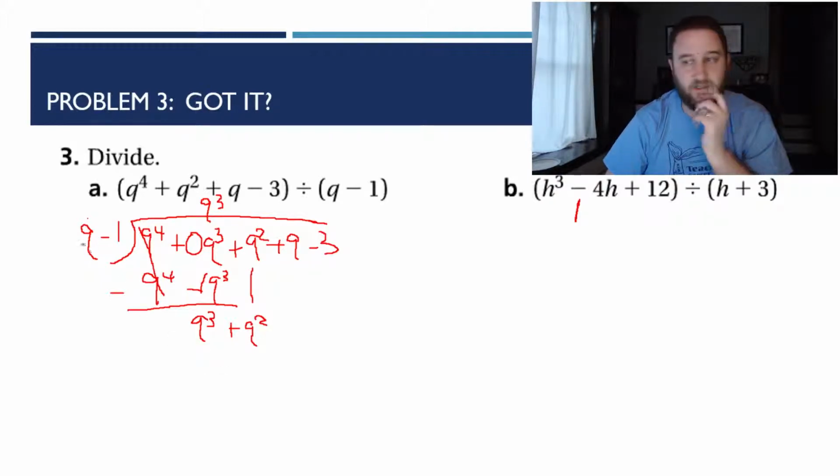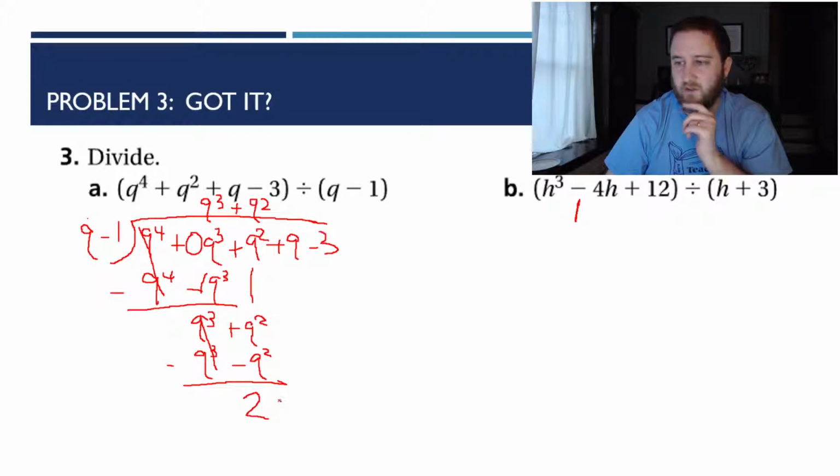Now we want to figure out how many times q goes into q cubed. That's q squared. So I'm going to do plus q squared. And now distribute. Q squared times q is q cubed. Q squared times negative 1 is negative q squared. And now once again, I want to subtract. These cancel out. Q squared minus negative q squared. This is 1q squared minus negative 1q squared, which is going to be plus a positive q squared. So it's 2q squared plus q after I drop this down.